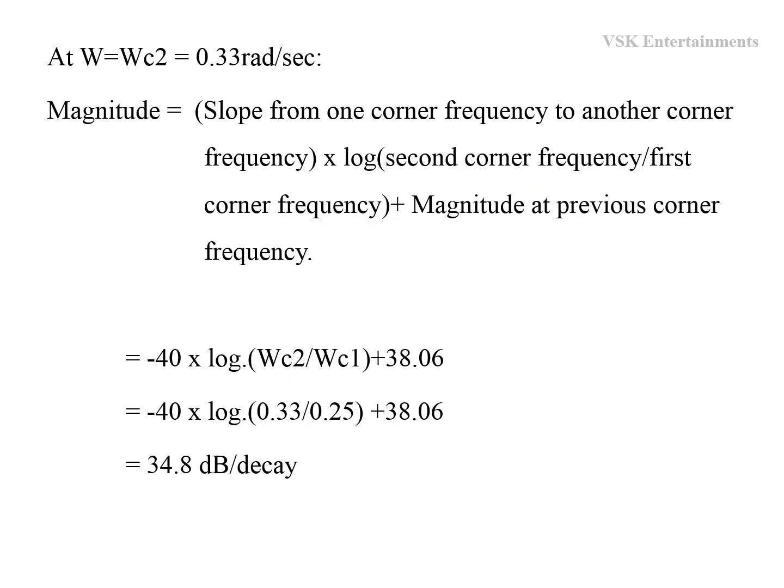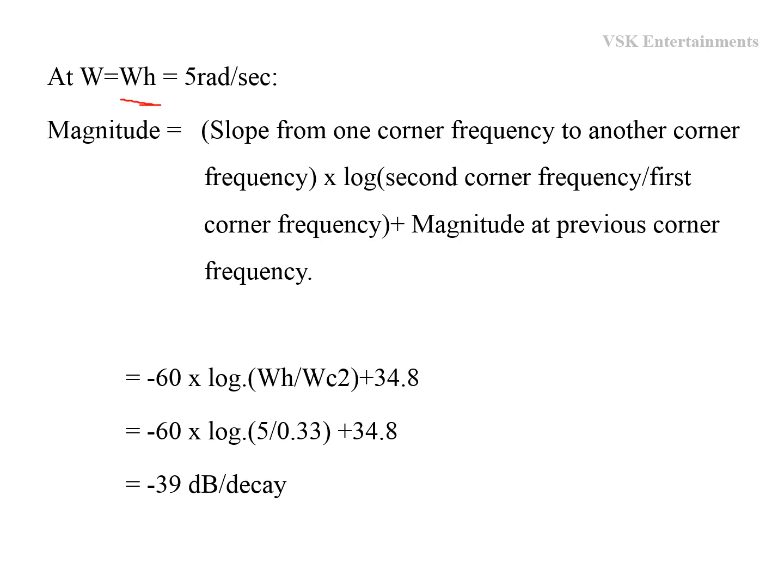Coming to the magnitude at the second corner frequency omega C2, the slope from omega C1 to omega C2 is minus 40 decibels per decade, and we take the log of the second corner frequency. Here the second corner frequency is omega C2, the first corner frequency is omega C1, and the magnitude at the previous frequency is 38.06. Substitute all these values and find the magnitude at omega C2, that is 34.8 decibels. This is the magnitude at omega C2.